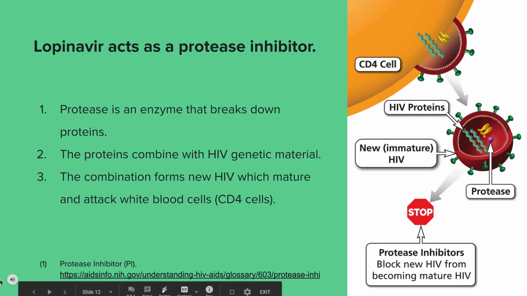Lopinavir's job is to act as a protease inhibitor. Protease is an enzyme that breaks down proteins. Those broken down proteins combine with HIV genetic material, which then form new HIV. The new or immature HIV will then mature and attack white blood cells responsible for our immunity.